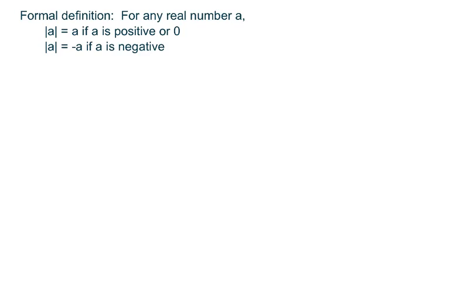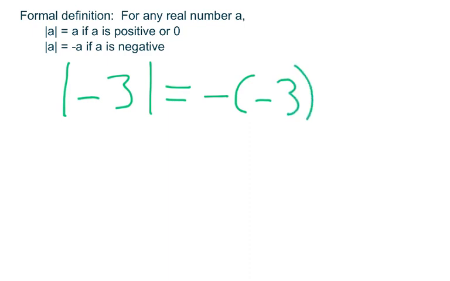So let's jump right to that one because that's going to be the strange one. From this formal definition, if I'm looking at the absolute value of negative 3, since negative 3 is a negative number, the absolute value of a is the negative of that number. But what is that? That would be the negative of negative 3. That is how that turns out to be positive, because the negative of a negative is positive.